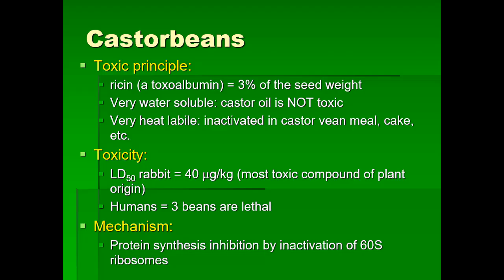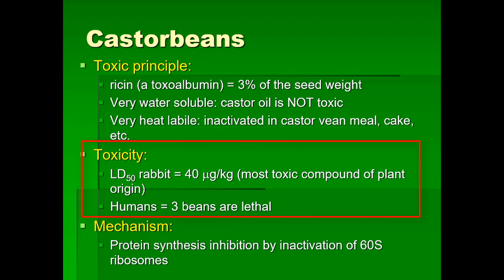Now, the toxic principle is called ricin, which is a protein in the group of the toxalbumins. These are really toxic compounds. The ricin is water soluble and therefore is not present in castor oil, and it's very heat labile, and therefore it's inactivated or destroyed when you prepare, for example, a castor bean cake, meal, or whatever product was subject to heating.